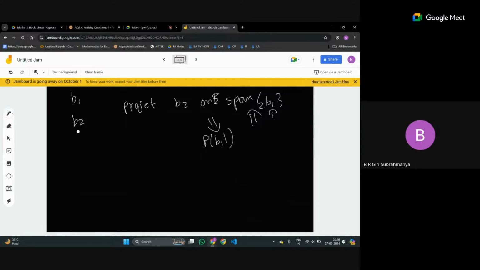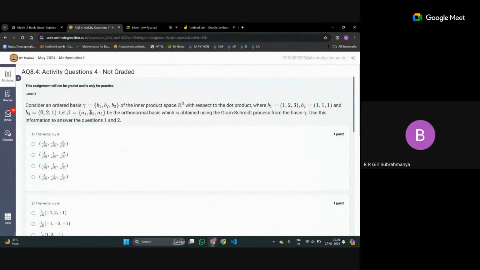This is going to be a projection, and now we are using the property that the error vector is b2 minus p b1, correct? This is your error vector. The property is that the dot product of the error vector and b1 will be 0, right? We are using this property because the error vector is going to be orthogonal to b1. So from this we can get the error vector. The error vector will be your second vector, a2. Okay, this is what we did.